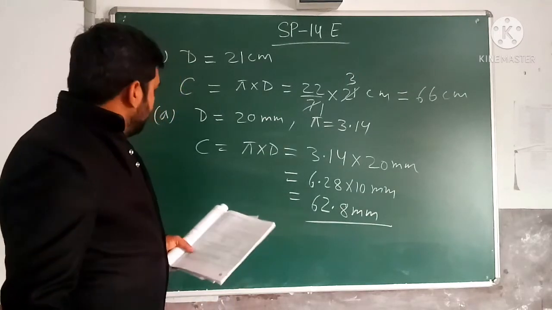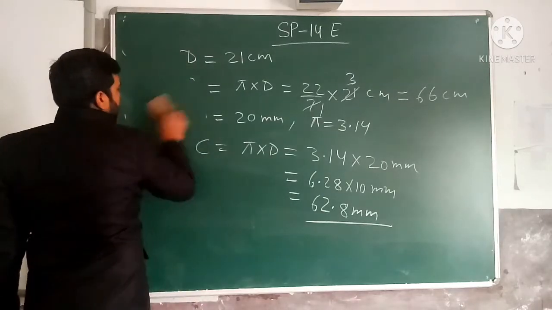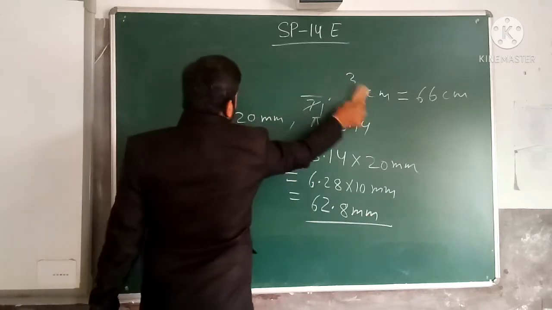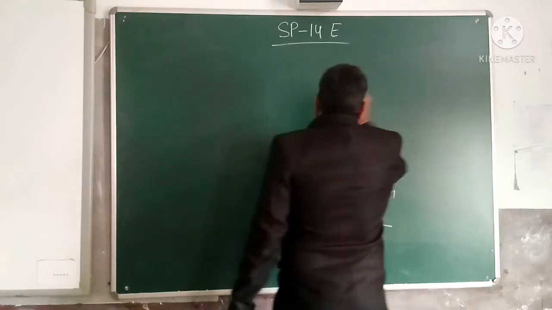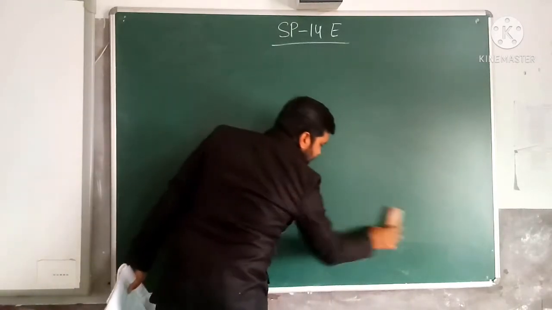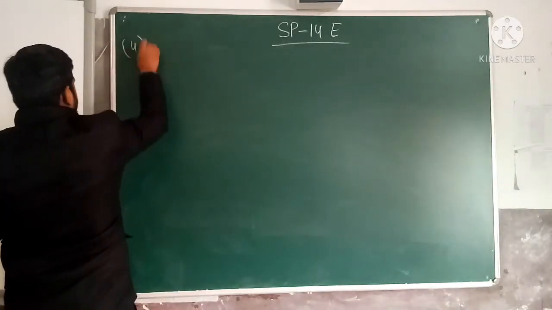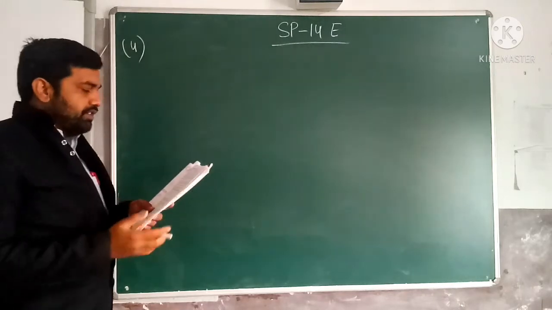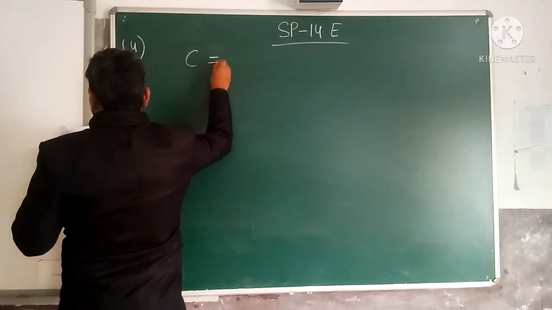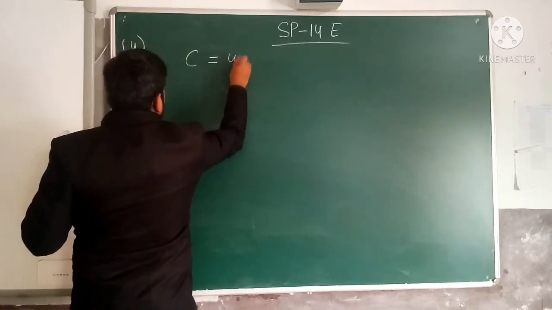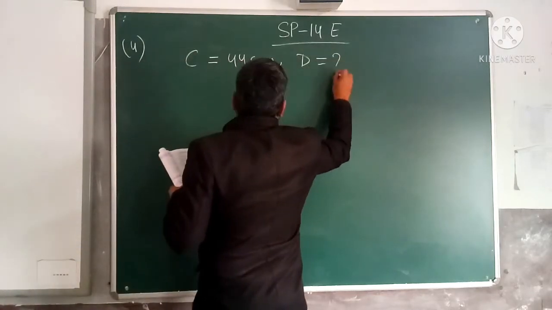Now we move on to question number 4. The remaining questions of this third you can do with the same formula which I have used here. Now see question number 4. Find the length of the diameter of a circle. Circumference is given. So here circumference capital C is given, 44 centimeter. Okay, and the diameter of the circle we have to find out.